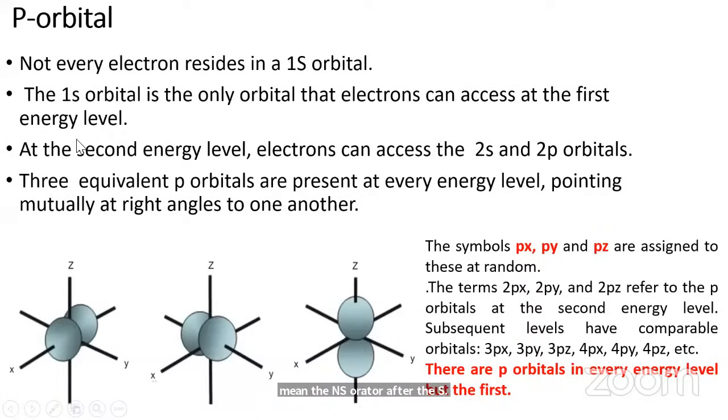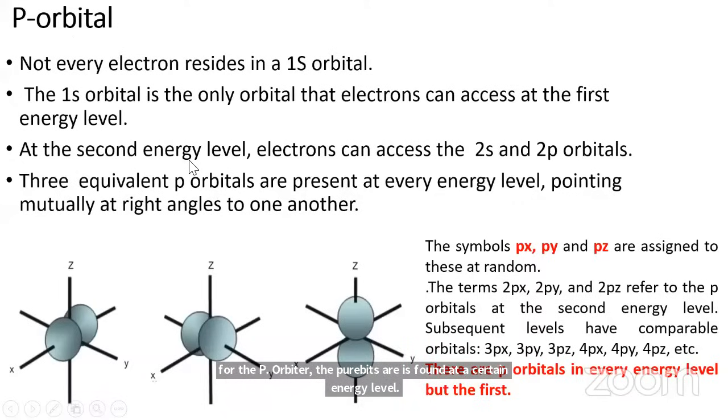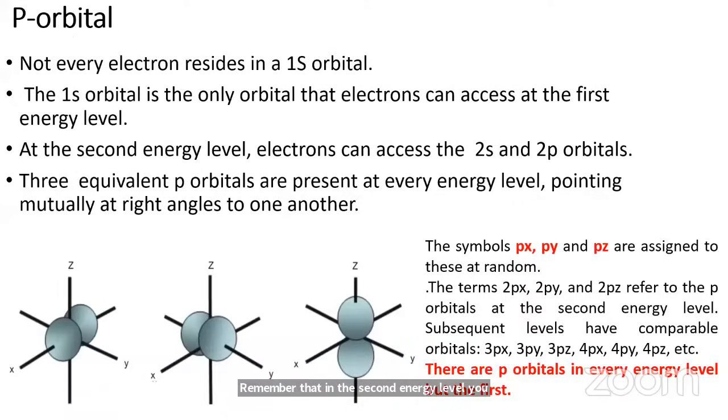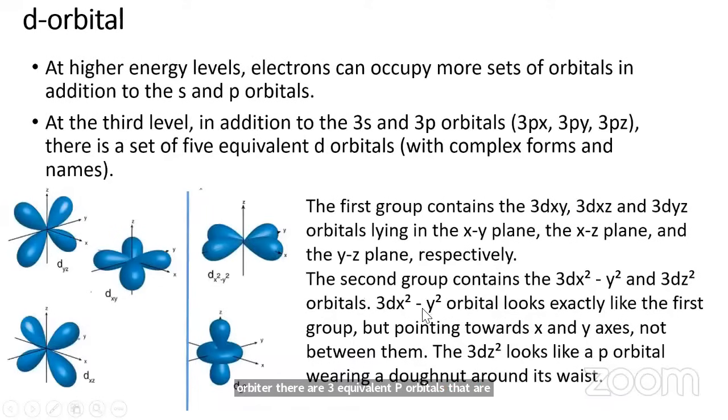And so the next orbital after the s orbital is the p orbital. Now, the p orbital is found at the second energy level. Remember that in the second energy level, we have access to 2 orbitals, that is the 2s orbital and the 2p orbital. And again, remember I've told you that for the p orbital, there are 3 equivalent p orbitals present there.